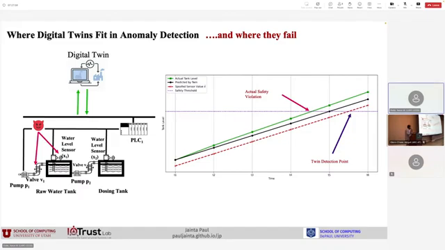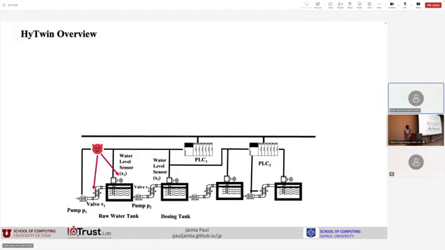So for this reason, we need a way to not only detect attacks, but also enforce mitigations. And even if some attacks may not be detected, how can we ensure that the safety properties will be maintained? So that is where our framework comes in. We introduce HyTWIN. Let's take a look at the overview of our framework.